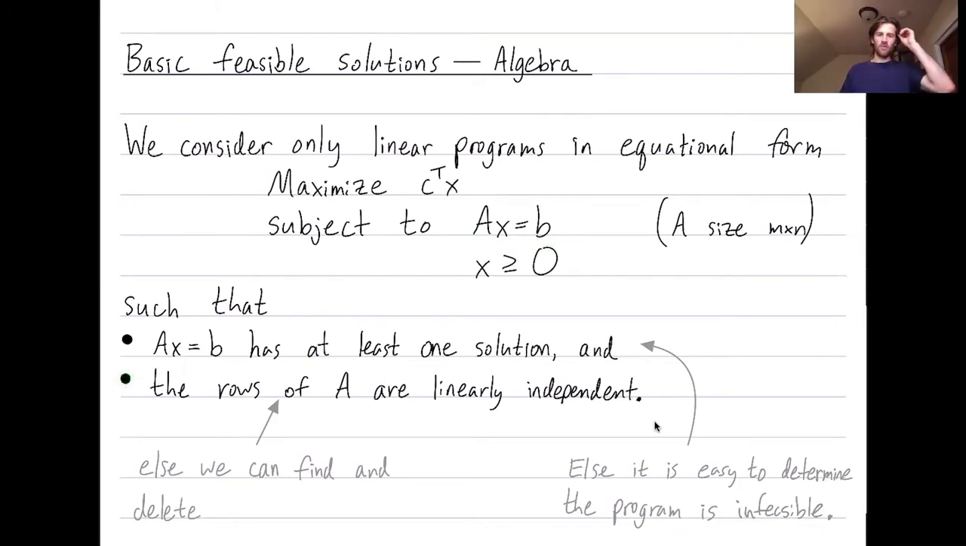Secondly, we're also going to assume that the rows of this matrix A are linearly independent. You'll remember the rows of matrix A give us our equality constraints. And if they're linearly dependent, you can just remove some of the redundant ones without changing the equation. So we're assuming that the rows of A are linearly independent, since otherwise we can find and delete rows from A without changing the linear program at all. Okay, so those are just two additional assumptions on equational form, which allow us to define and work with basic feasible solutions.